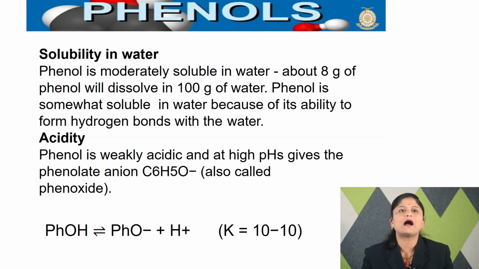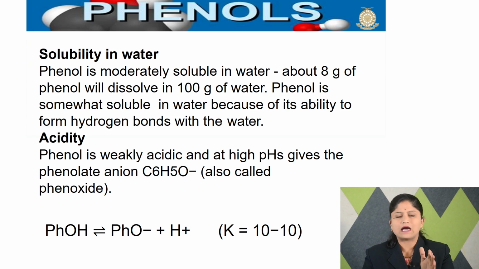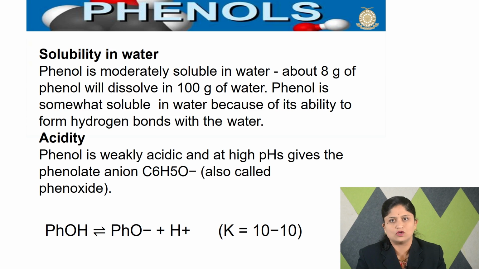Solubility: when we are talking about the solubility, phenols are moderately soluble in water. That is, about 8 grams of phenol can be dissolved in 100 grams of water. So there are grades of solubility. Depending upon that, if about 8 grams is soluble in 100 grams of water, we can categorize the phenol as moderately soluble.